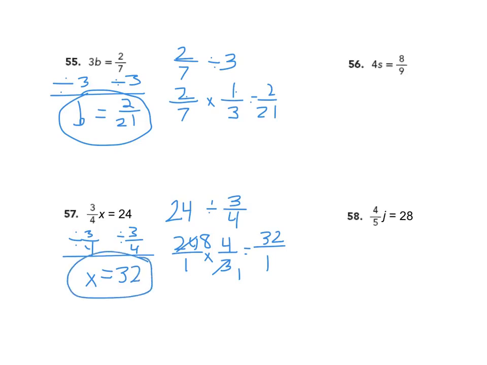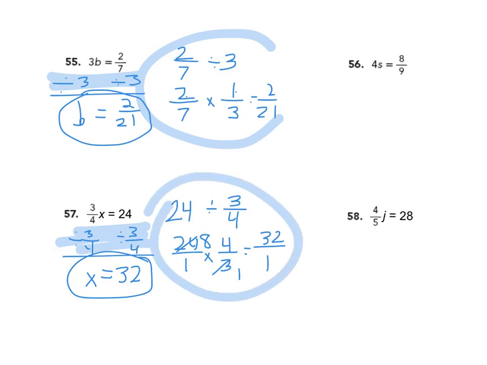These require slightly more work. It's not enough to just do the same to both sides. You're actually going to need to do some work to make it happen. Why don't you try numbers 56 and 58, and then I'll go over them.